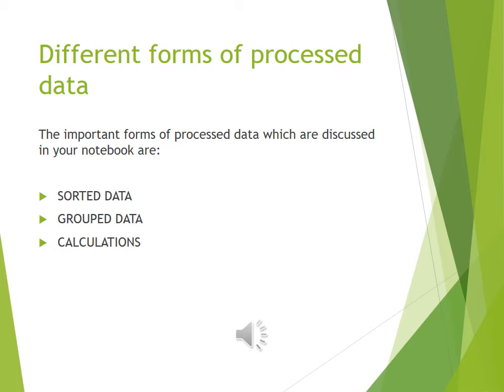Okay, so now we will study different forms of processed data which are given in our notebook. There are three different types of processed data given in our notebook, which are sorted data, group data and calculations. We will study sorted data, group data and calculations in detail later in this video.